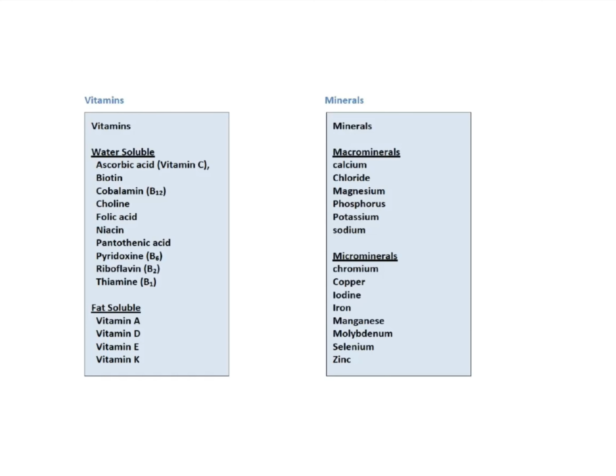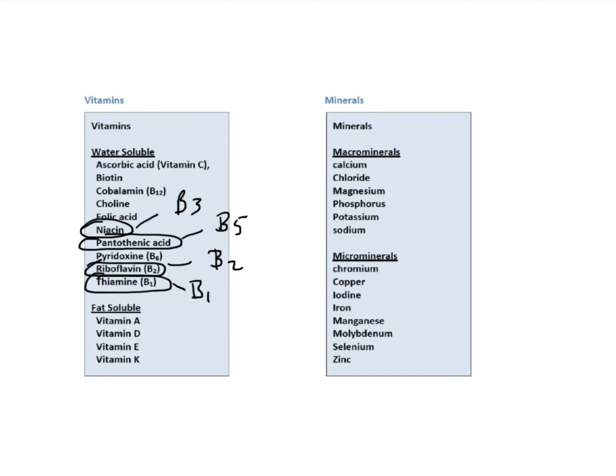Coenzymes may be covalently or tightly bound to enzymes, or they may be loosely bound and act more as carriers that move between enzymes, and these are often referred to as co-substrates. We want to take a look at the following 4 vitamins: thiamine, riboflavin, niacin, and pantothenic acid. And these are vitamins B1, B2, B3, and B5. There is no vitamin B4.